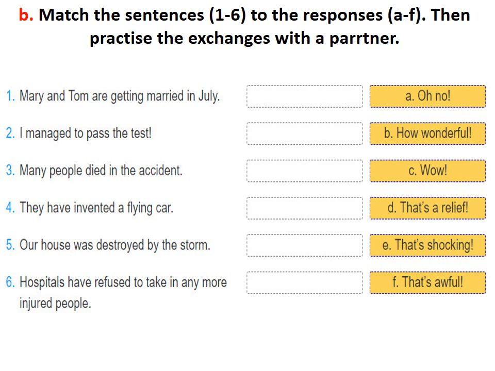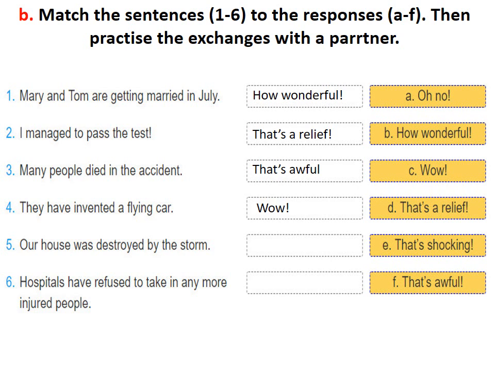Now let's check the answers. Number 1, Mary and Tom are getting married in July. The right answer is how wonderful. Number 2, I managed to pass the test. The right answer is that's a relief. Number 3, many people died in the accident. The right answer is that's awful. Number 4, they have invented a flying car.